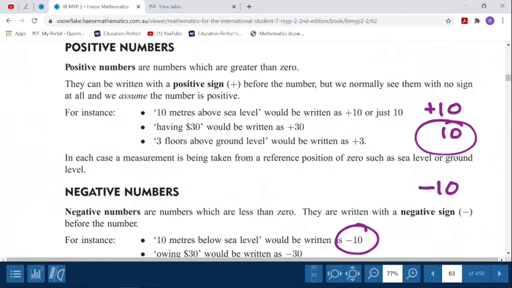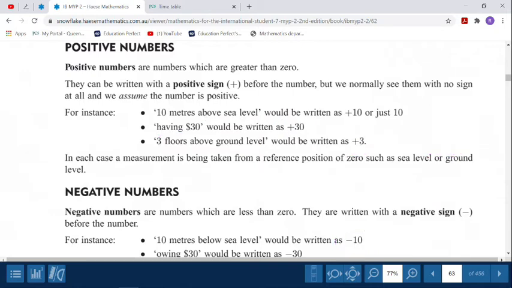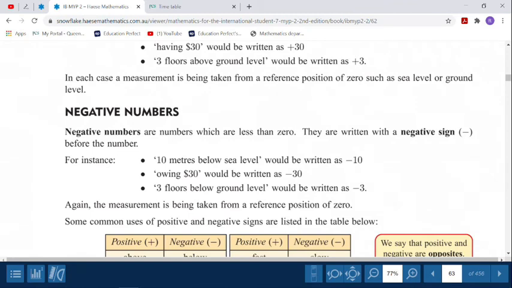So let's just look at a few sentences. 10 meters above sea level, that's a positive 10. Having $30, that's plus 30. 3 floors above ground level, that would be plus 3. Okay? Let's look at some examples of negatives. 10 meters below sea level, negative 10. If you owed $30, that would be a negative number. 3 floors below ground level would be written as negative 3.